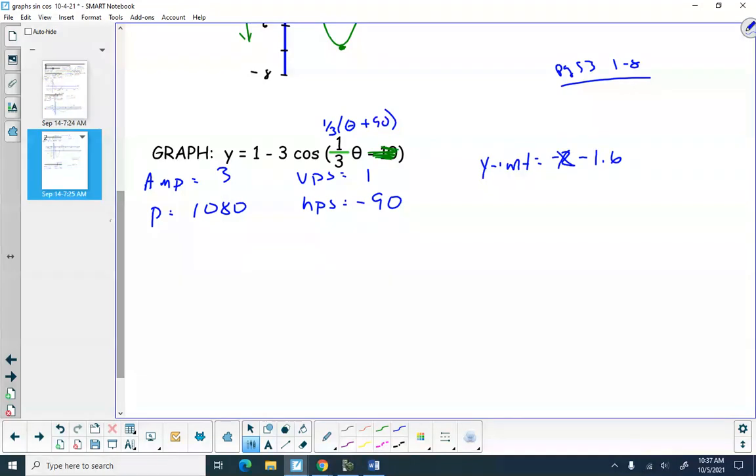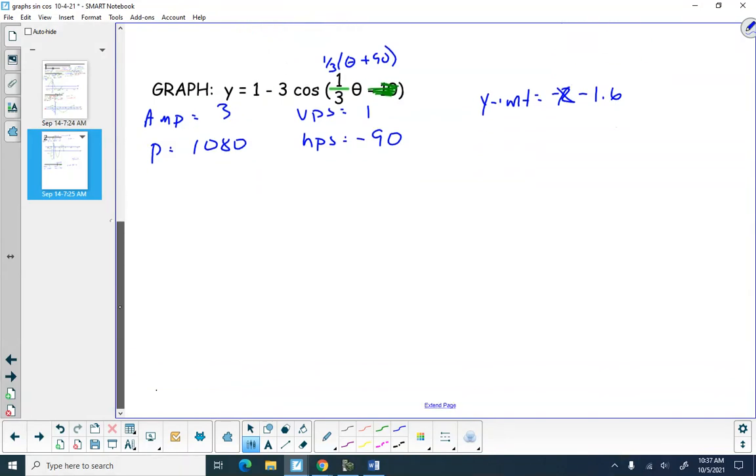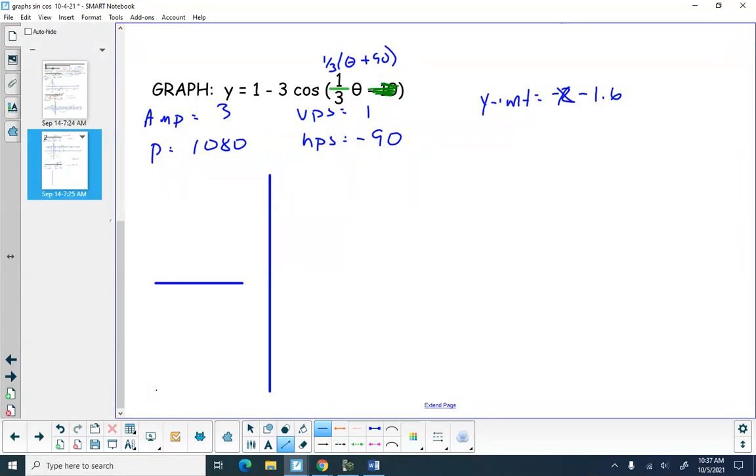Should have 1 minus 3 cosine of 90 divided by 3, or 30. So we have cosine of 30. Okay, let's take a look at a graph of this. Take a look here. My amplitude of 3, vertical phase shift of 1. So I need to be just a little top heavy, not much.